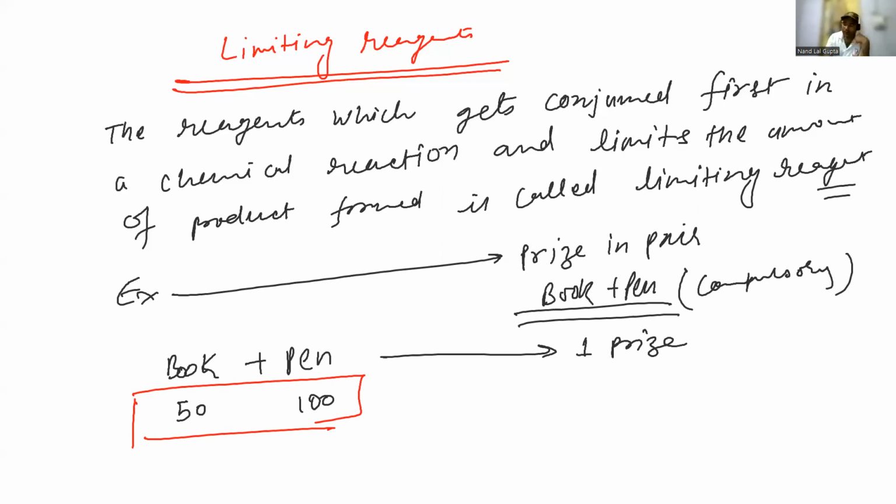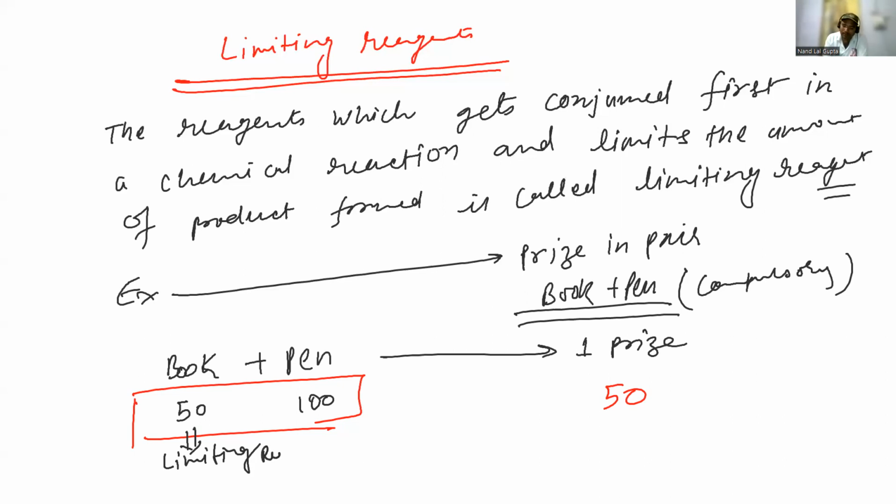50. It means which is limiting. Why not 100? Out of book and pen, which is limiting the price? Book. So whichever is limiting, that is called limiting reagent. Anything that is little in number is called limiting reagent.